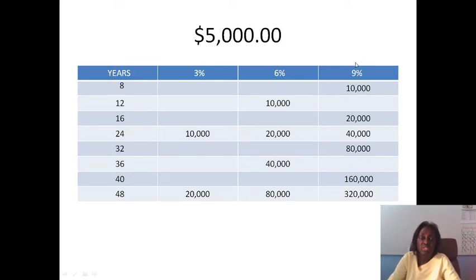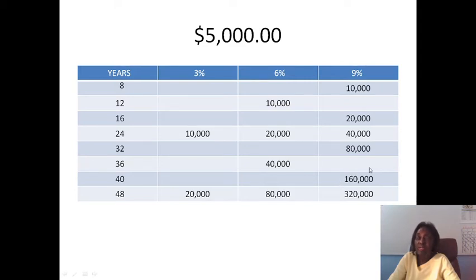Quite obviously 9%, because in the same time frame, 48 years, 20,000, 80,000, or 320,000, that's the better choice, right? Okay? And so now if you look at the rates, 3%, we doubled to 6%, but the money is 4 times as much. Okay? And at 6%, we added on 3%, and the money is 4 times as much. So rate makes a difference.